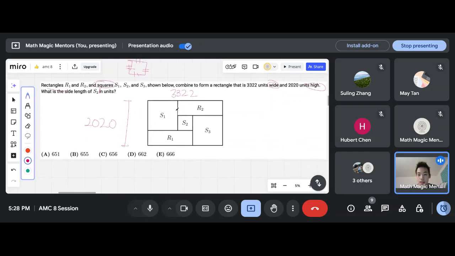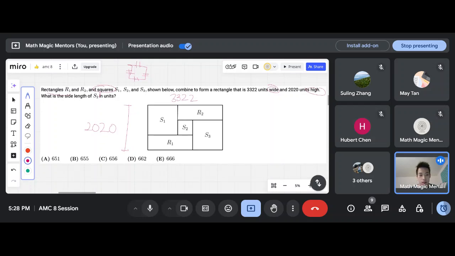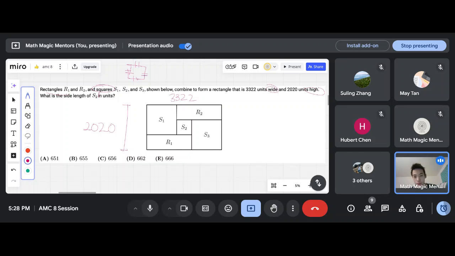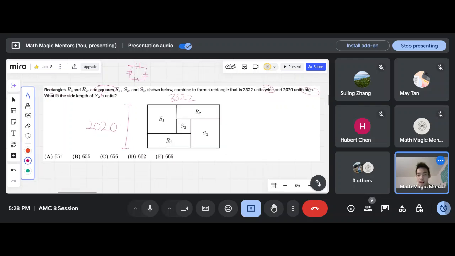And what is the side length of S2 in units? The main thing that stuck out to me right here was the squares. Squares are really nice. There are so many properties about squares. You should definitely look them up, if you have time. But again, with squares I just think of equal side lengths.